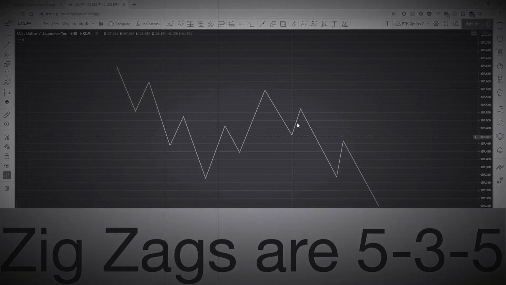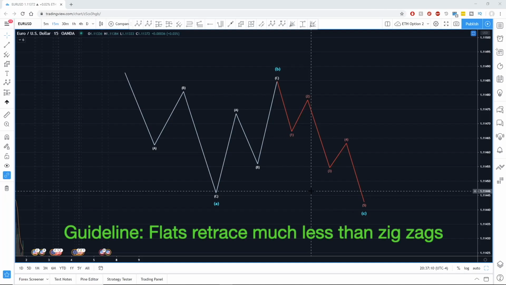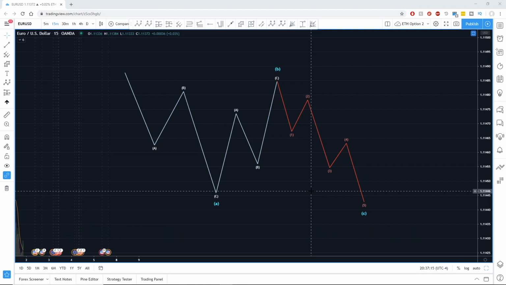And for one more comparison to zigzags, flats in general retrace much less than zigzags. Now, that shouldn't really be too surprising just by looking at the general structure. Zigzags have 2 motive waves propelling them downwards, whereas a flat only has 1.